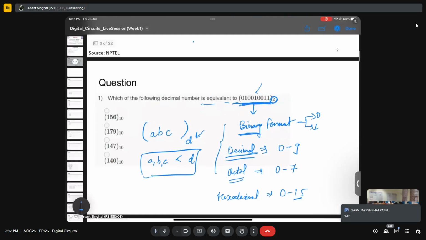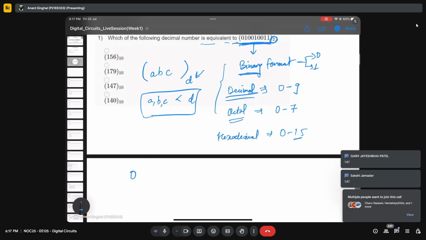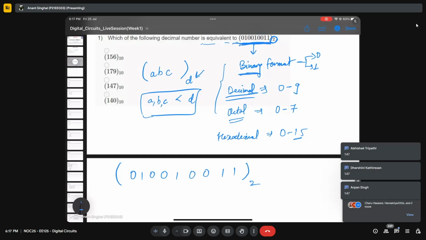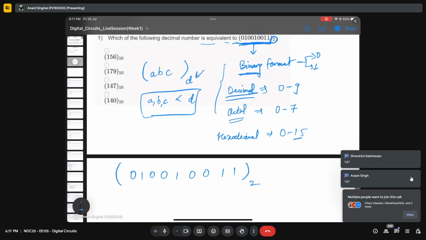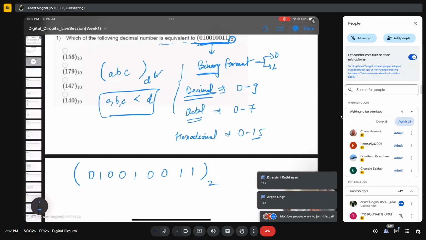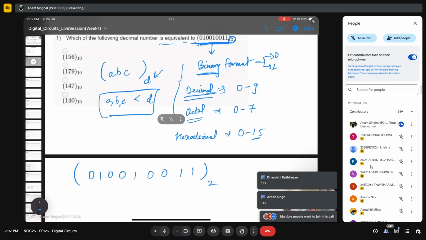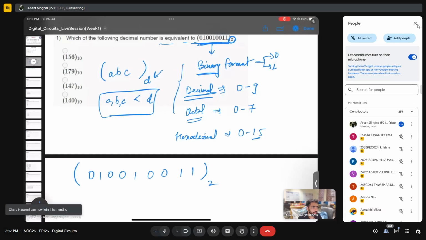So the problem is 010010011, and it is base 2. So each and every digit that we have, I have already got some of the answers, which are 147. So let's confirm that, and let me try to explain also how we can in general solve that.